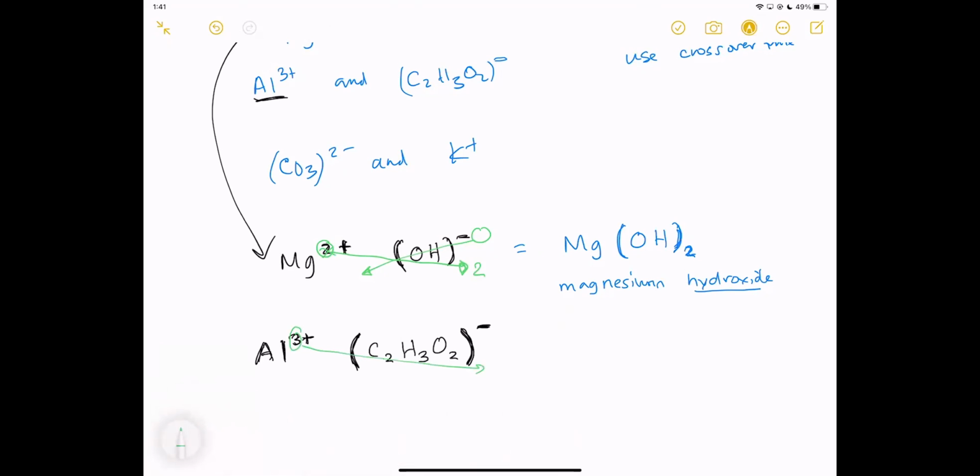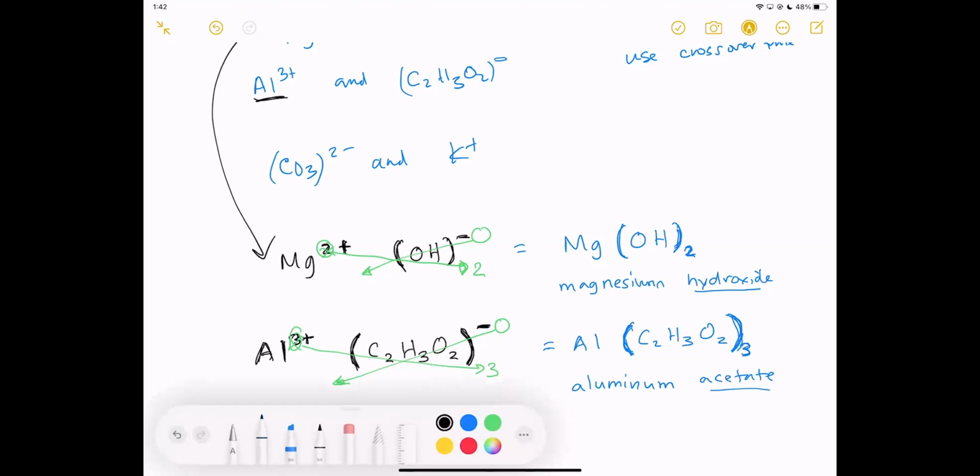The 3 crosses over and down, and then no number crosses over and down. So you end up with no number for the subscript of aluminum. And then you have C2H3O2 with a 3. So the name of this would be called aluminum, and don't even think about any tri in there. But what is the name of this in the parentheses? That's on your polyatomic ions list. That's called acetate. And it stays in the parentheses because there's a 3 outside the parentheses.